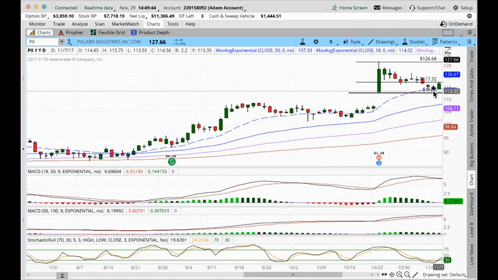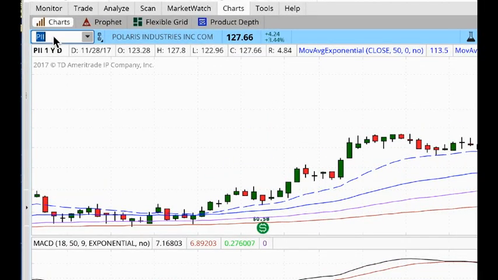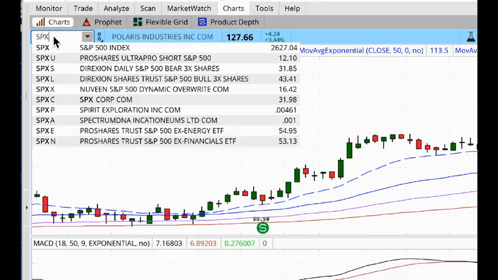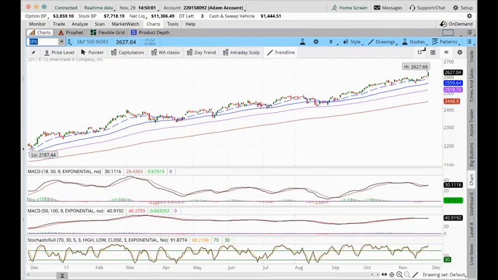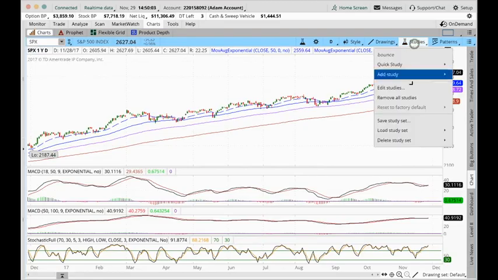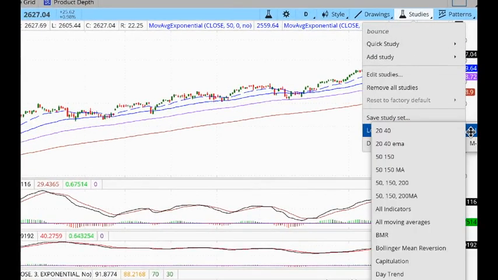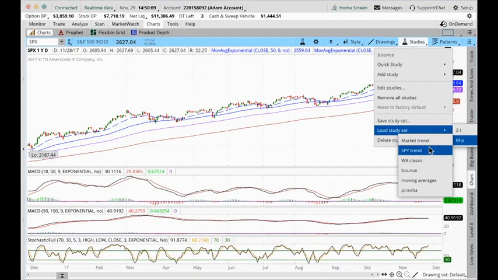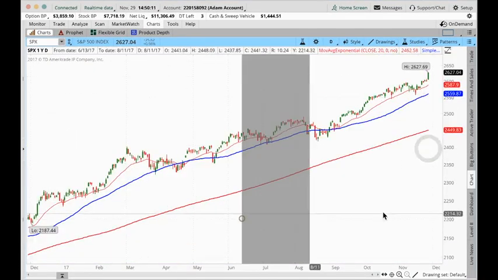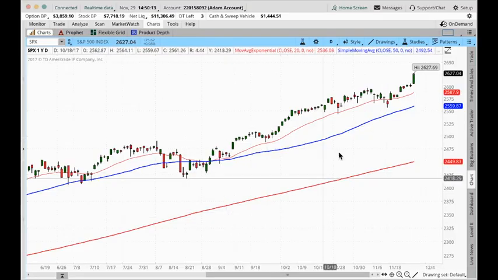But again, how do I know it's a high momentum stock or it's a high momentum market? Again, even before I look at this stock, I look at the overall market. And so I look at the S&P 500, right? So let me go to put in the S&P 500, and I look at the overall trend of the S&P 500, right?